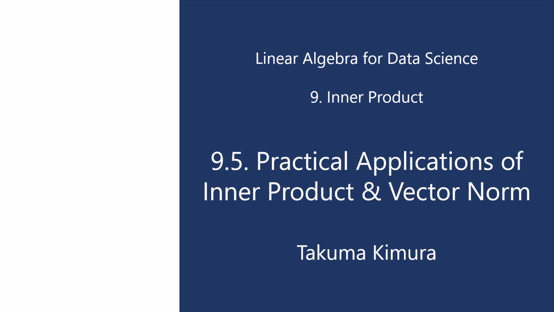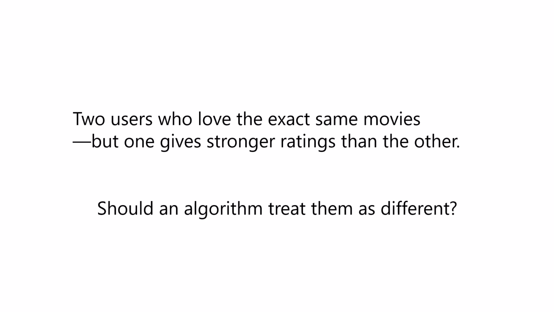Chapter 9, Section 5, How Vector Norms Shape AI Decisions. Imagine two users who love the exact same movies, but one gives stronger ratings than the other. Should an algorithm treat them as different?